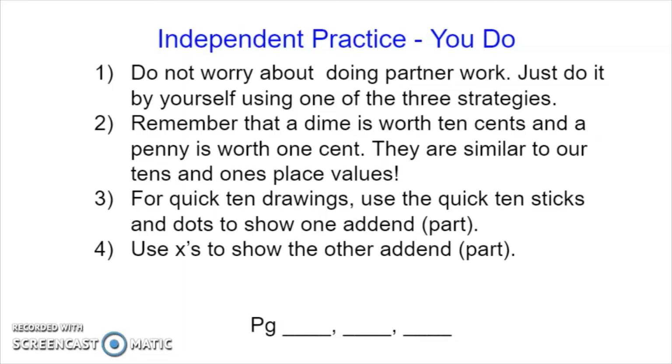Number 3, for quick 10 drawings, use the quick 10 sticks and dots to show one addend, which is also a part. And then number 4, use X's to show the other addend. Remember, addend means part.